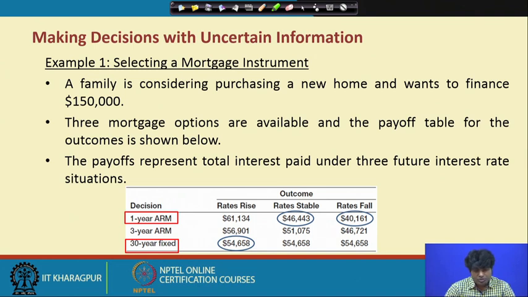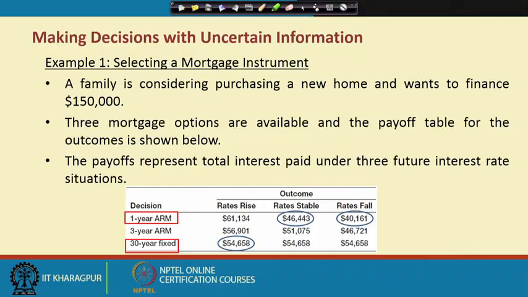The example is selecting a mortgage instrument, where a family is considering purchasing a new flat and wants to finance $150,000. So, this is the problem background. It is a question of financial investment, and that too in real estate. The typical problem is to purchase a new flat or new house, a financial investment decision, and it is a matter of $150,000 to be invested, with 3 mortgage options.